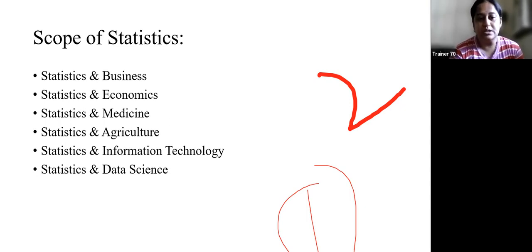Next is statistics and medicine. Now, statistics is used in assessing the effectiveness of various drugs. We have a test called t-test in statistics that is used to compare the efficiency of two drugs, means which drug is more effective as compared to the other. This is what is done in t-test.